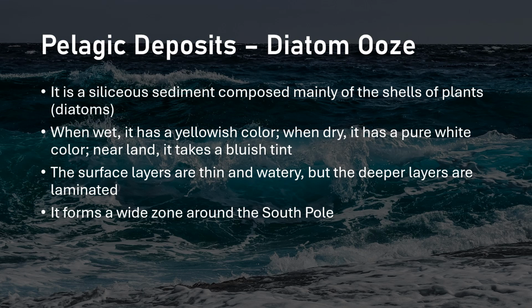The calcium carbonate percentage is low, ranging from 3 to 30%. Diatom ooze forms a white zone around the south polar regions, lying for the most part between the Antarctic Circle and 40 degrees southern latitude, where it covers over 10.75 million square miles. There's also a girdle in the North Pacific extending to 40,000 square miles.